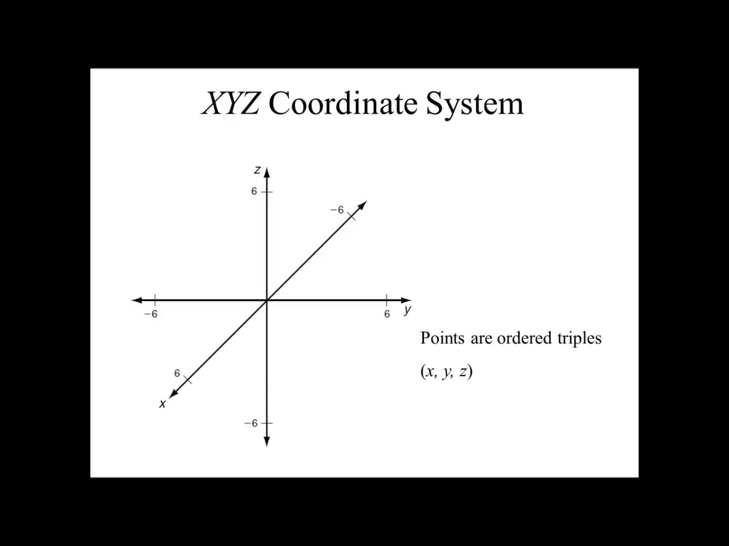And points are now in what we refer to as ordered triples. The first number is always our x-coordinate, that is how far we move along the x-axis, and then our y-coordinate, and then our z-coordinate. So instead of left, right, up, or down, we're going to talk about moving out or in, that's along the x-axis. You could say forward or back. And then we're going to move left or right along the y-axis, and we're going to move up or down along the z-axis.